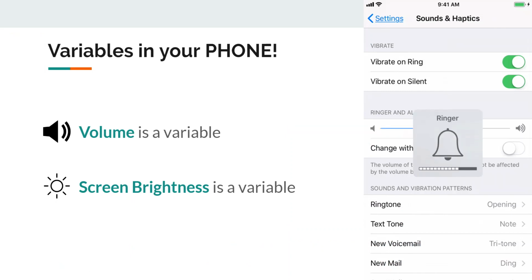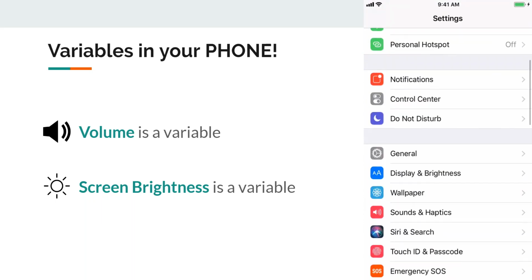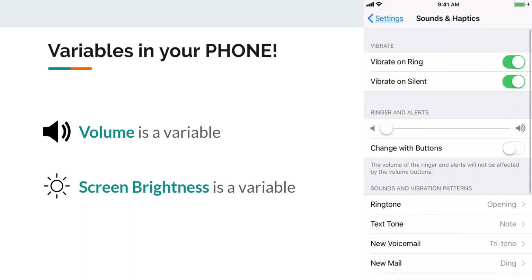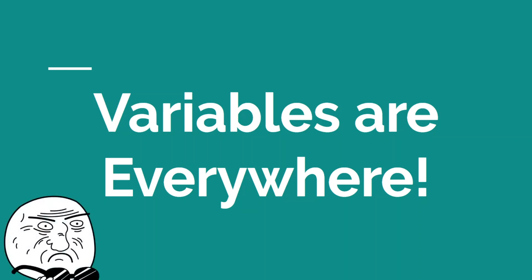Another example is on your phone. You have things like controlling the volume, controlling the screen brightness. Those are variables. They are data that's stored on your phone that can be manipulated by the user, and you're changing the value of that variable, which then has an effect on how the phone behaves. So variables are everywhere. Everywhere.